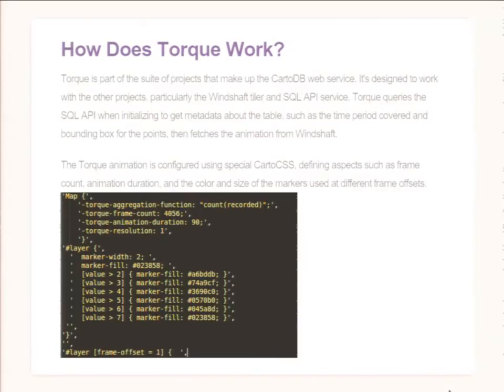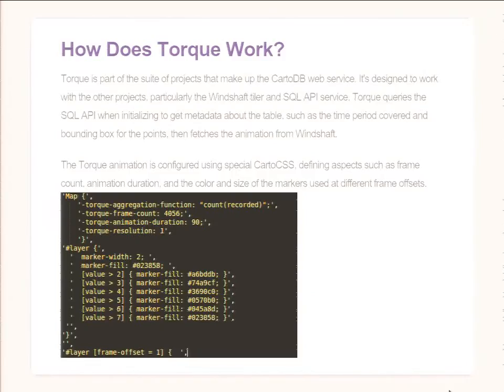So Torque is one of these JavaScript libraries that makes up the CartoDB stack. In particular, it depends on two of the other libraries in the CartoDB stack. One is the tiling service, Windshaft, which is pretty neat. It connects directly to your database, so it's dynamic. As soon as the data in your database updates, you get new tiles. No messing with the cache. It's just there. The other is the SQL API, which is what it is. A little scary. You can send in arbitrary SQL, and it'll run on your table.